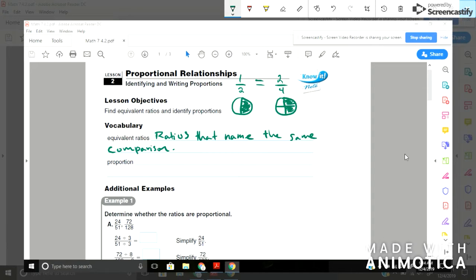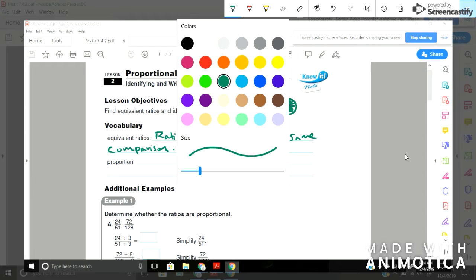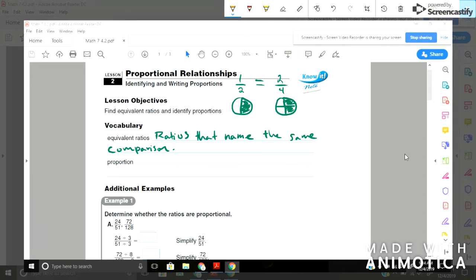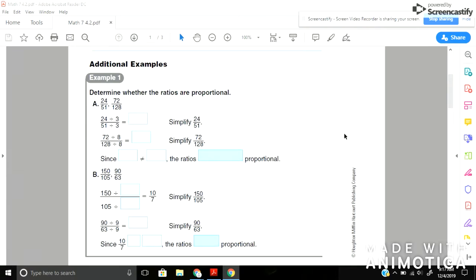Okay, and a proportion, for the next vocabulary word, is an equation stating that two ratios are equivalent. So this here is the proportion. Here's a ratio, and it's saying it is equal to this other ratio. So there's a little bit of vocab. Let's try one of these examples.